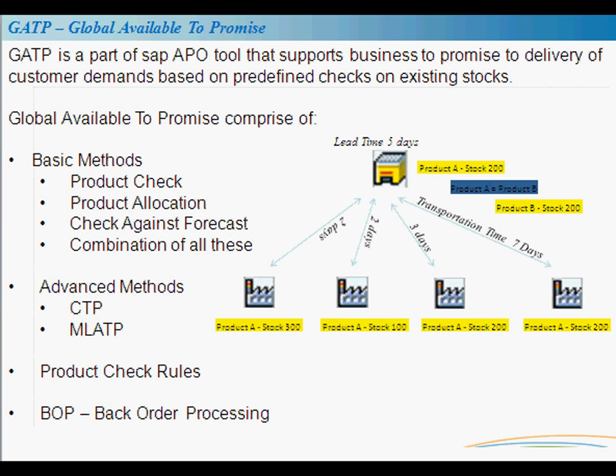There are various add-on functionalities that SAP GATP offers: product check, product allocation, check against forecast, and combinations of all these. These are some advanced methods of ATP checks. It also offers other functionalities like CTP and MLATP, and you can also set up different rules.